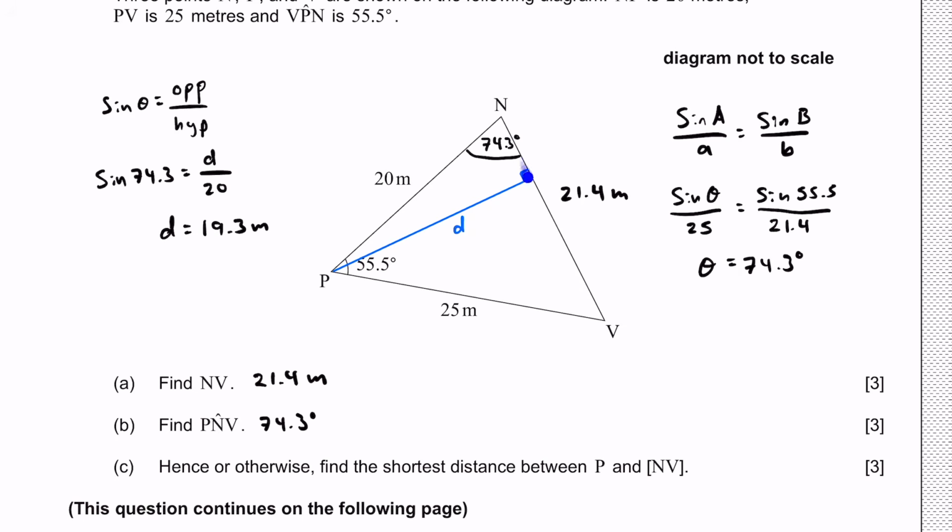Once again, we're on this line segment right here. What's going to be the shortest path? The one that's perpendicular to this line segment. With that perpendicular, we've just created a right angle triangle. We know 2 out of the 3 unknowns that we need. So we have opposite hypotenuse, that's sine theta, substitute, and then we can solve. All right.